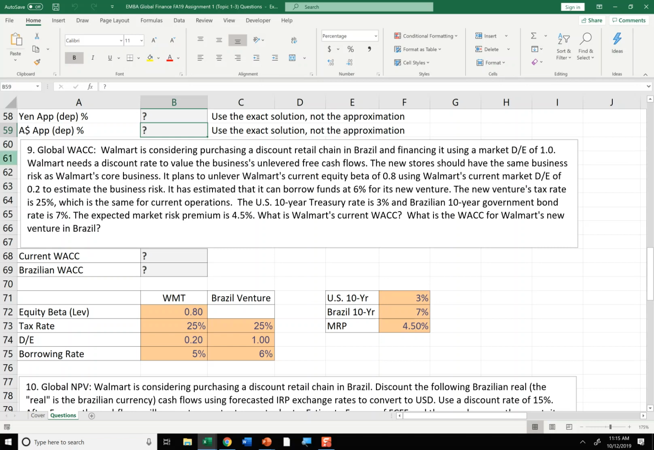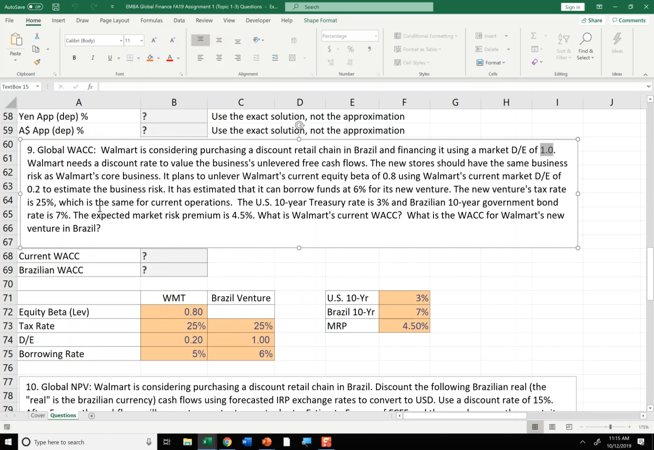Now, there's 2 things going on in this problem. The Brazil project will be financed with a higher D/E ratio than the corporation itself. So the new project's going to have more debt, but the new project's also going to be in Brazil. So we're going to take both those factors and calculate a new weighted average cost of capital. Does that burn in your ears? WACC? Burns a lot of places.